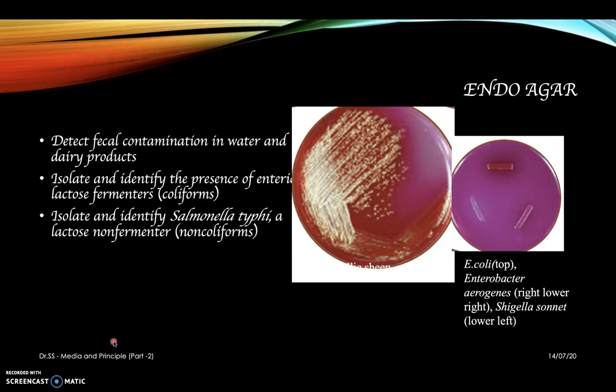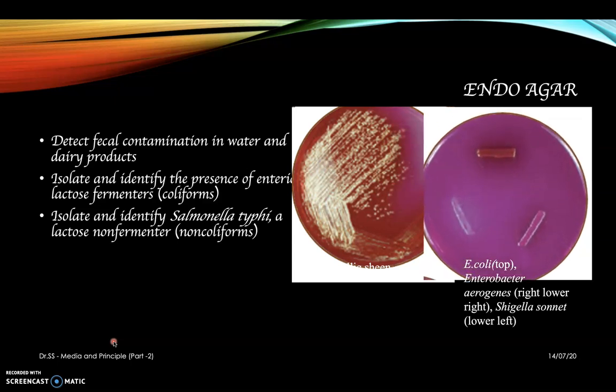And another one: here in this media, three types of organisms are streaked. The first one is E. coli, then Enterobacter aerogenes, and Shigella sonnei. In this, Enterobacter aerogenes is colorful, pink colored. This is a colorless one. So this is a lactose fermenter, and this is a non-lactose fermenter. So we can differentiate the organisms by means of the colors, fermenter or non-fermenter.